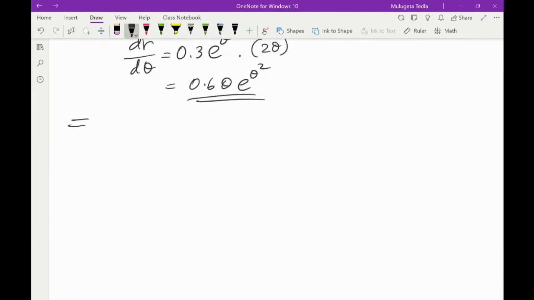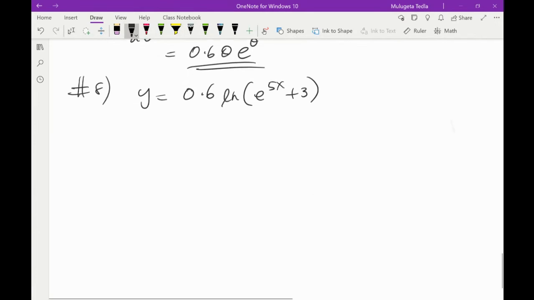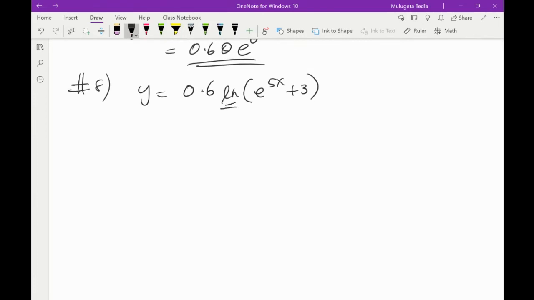All right. Number 8. I have y equals 0.6 ln of e to the 5x plus 3. Again, it's a question combining the last section and this section. ln was covered last section, but they brought us a question combining both logarithm and the exponential functions.